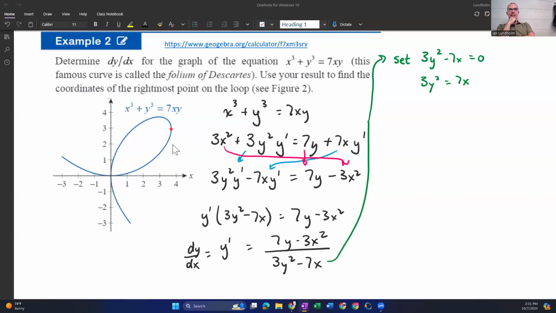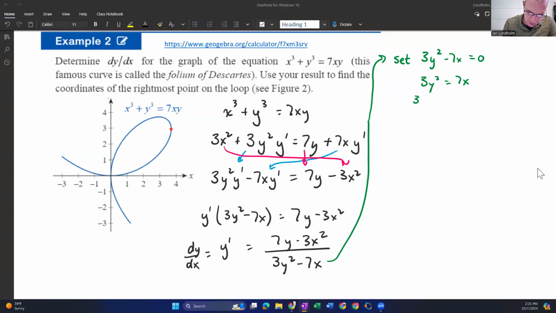Okay, cool. How are we going to utilize this to find that rightmost point? Well, this gives us another constraint. It gives us another relationship between x and y, where if we utilize this relationship in conjunction with the original equation we have, hopefully we'll be able to find some pair of x and y that satisfies both of these equations at the same time. So we're doing this as a simultaneous set of equations. Probably the easiest way to solve this will be to use substitution.